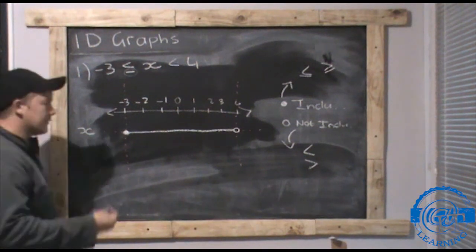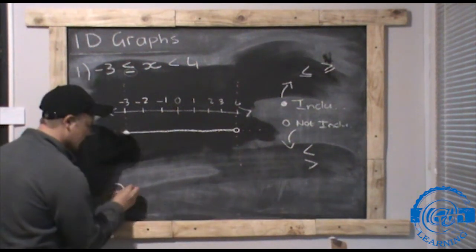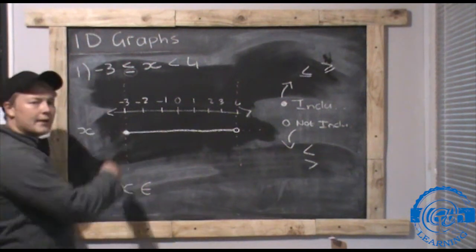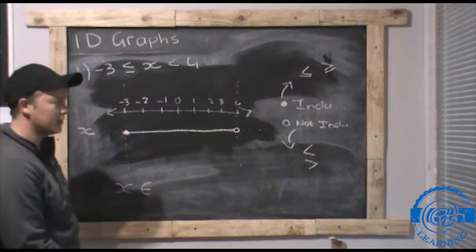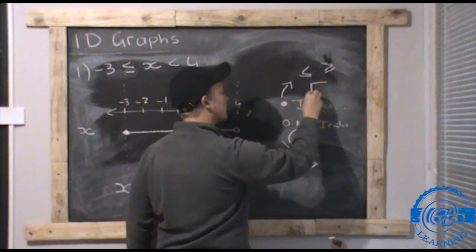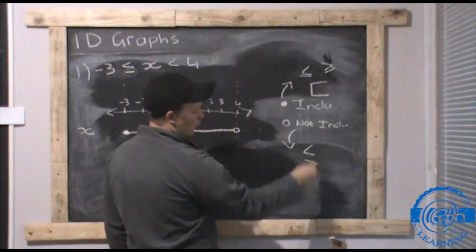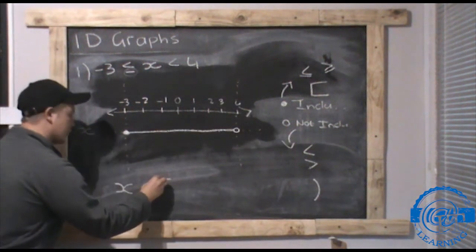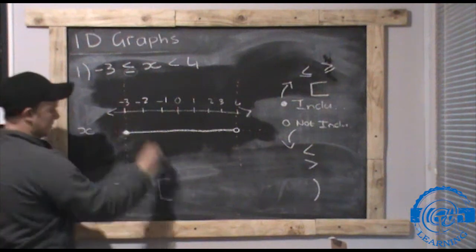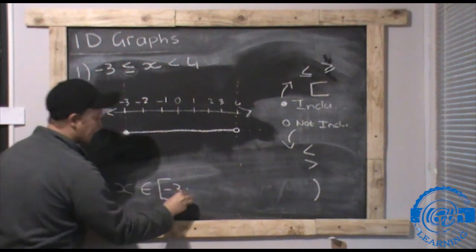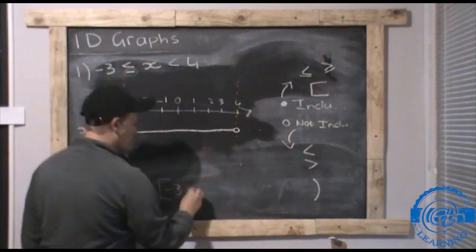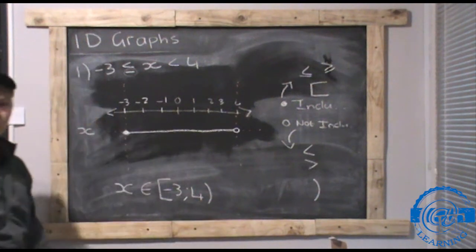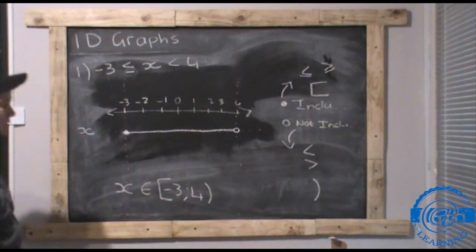Now, give this an interval notation. So x is an element. When you have an inclusive or solid dot, you would use the square brackets. When you have not inclusive, you would use round brackets. So inclusive, we know should be a square bracket, minus 3, 4, not inclusive, round bracket. So this was quite an easy example.